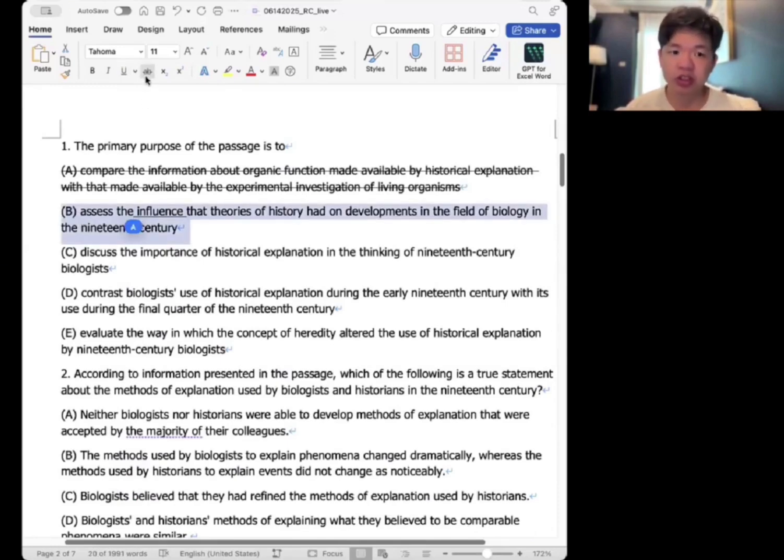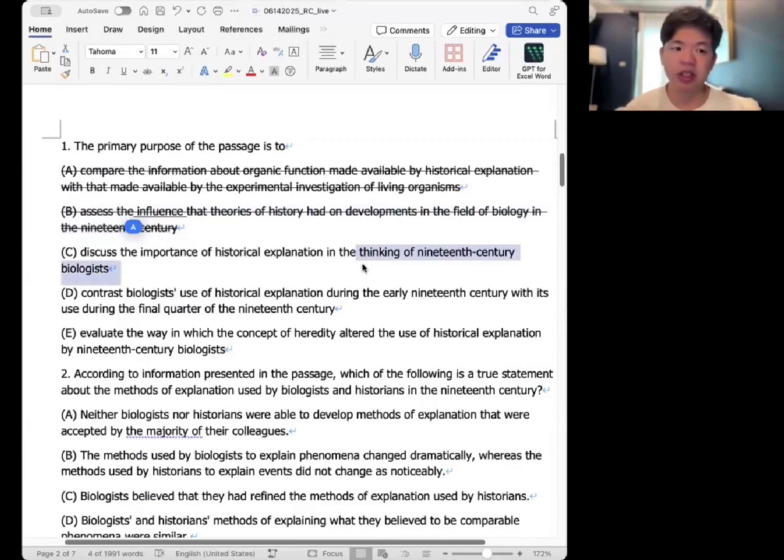However, this option is a distractor because many people might think it's about this historical explanation, but you need to pay close attention to the causal elements present in the options. Okay, now what about option C? It says that this article is discussing the importance of historical explanation in the thinking of 19th century biologists.